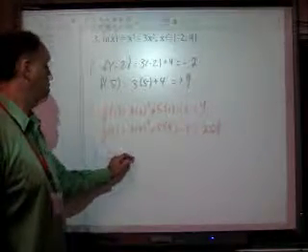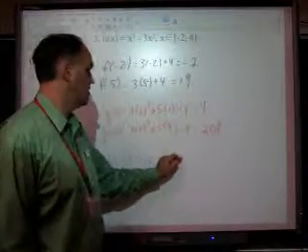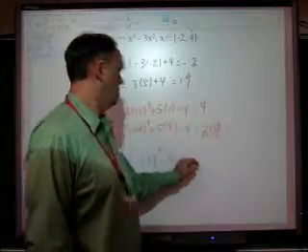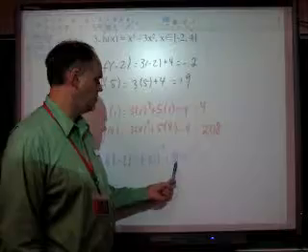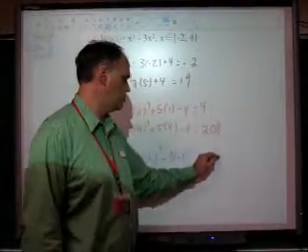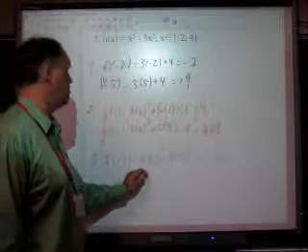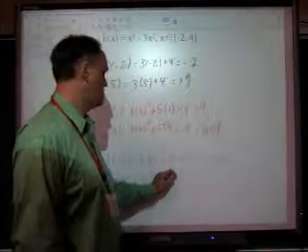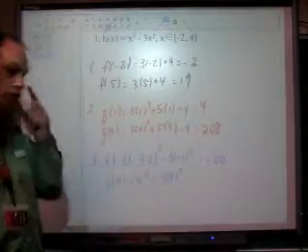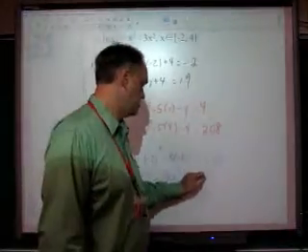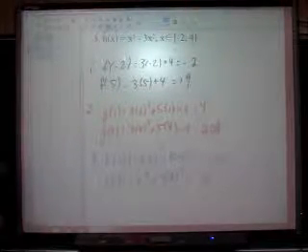Number 3. h of negative 2 is going to be negative 2 cubed minus 3 times negative 2 squared, which is negative 8 minus 12 is negative 20. And h of positive 4 is positive 4 cubed minus 3 times positive 4 squared. 64 minus 48 is 16. Here we have these endpoints.